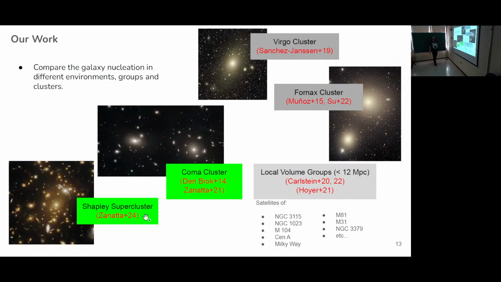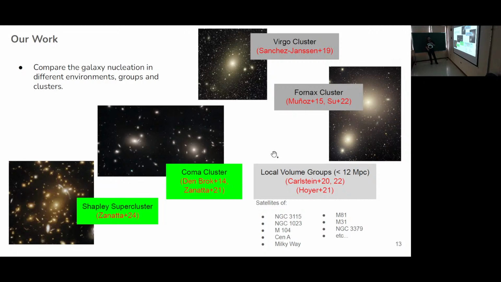As I said, our work compares galaxy nucleation in different environments, from groups to clusters. We used a lot of literature data to do this work: for instance, the Virgo cluster data from Sanchez-Janssen in 2019, the Fornax cluster nucleation data from both Munoz 15 and Su et al. 2022, and local volume groups, specifically dwarf satellites of those groups, from Carlsten et al. and Hoyer et al. When I say local volume in this presentation, I'm always referring to a region within 12 megaparsecs of the Milky Way.